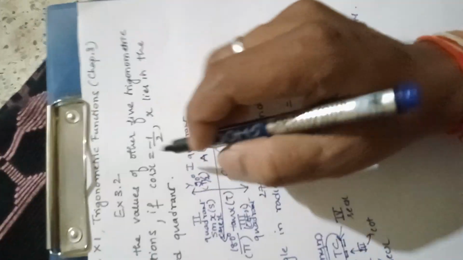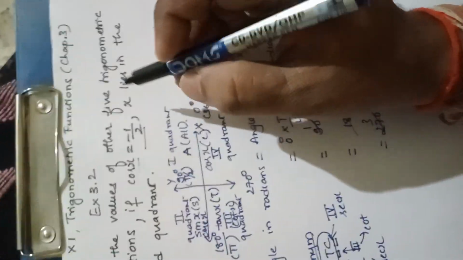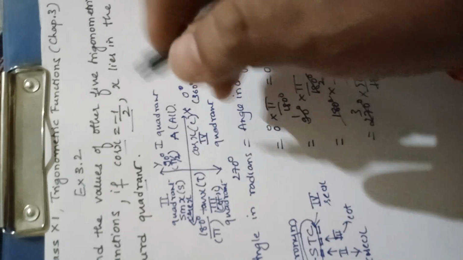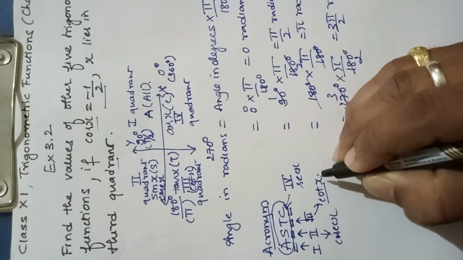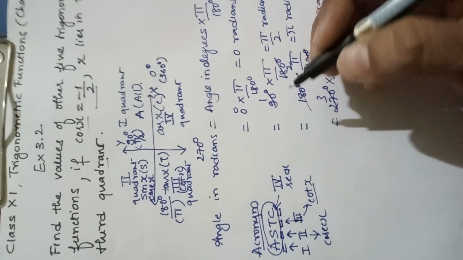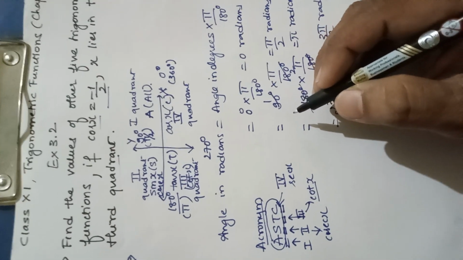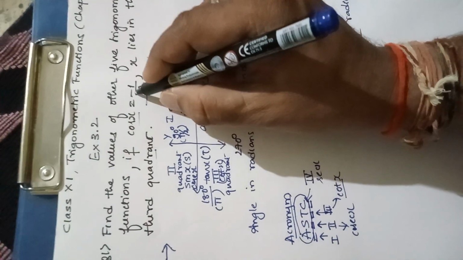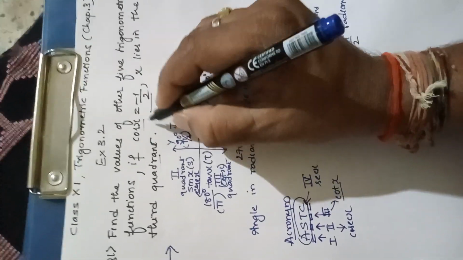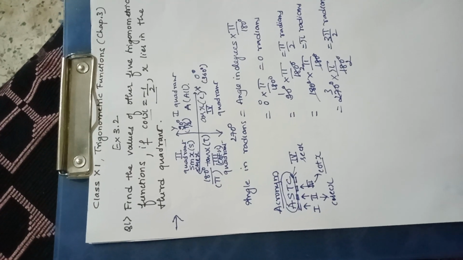So now let's see what is the question and let's solve it. If cos x is minus 1 by 2 in the third quadrant, we know that in the third quadrant only tan or cot are positive, means the other trigonometric ratios will be negative. Cos is one of the other trigonometric ratios and it is negative, and that is minus 1 by 2. Fine. Now we need to find the values of the other 5 trigonometric ratio functions.